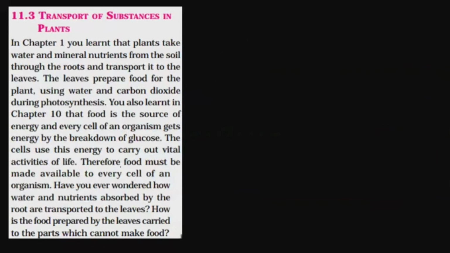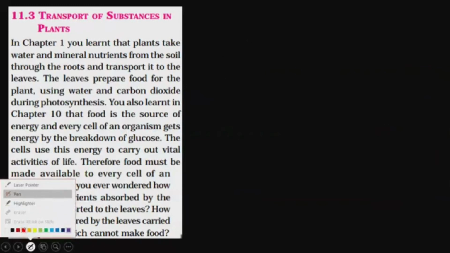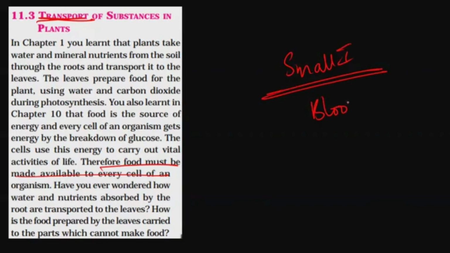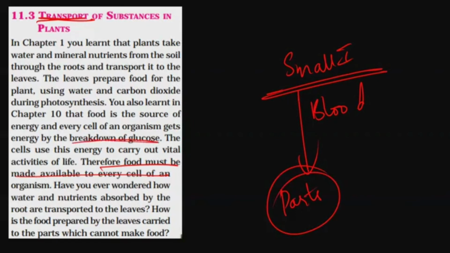Now we learned about humans. What about plants? We need to learn how transport happens in plants. Do plants have such hearts and blood? No. So food must be made available to each and every cell of the organism. For example, we eat, it gets digested in the small intestine, but our blood makes it travel to all parts of our body. We get nutrients, and so we sustain all our cells and vital processes through the energy from the breakdown of glucose.